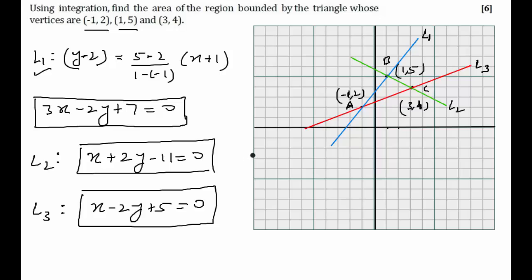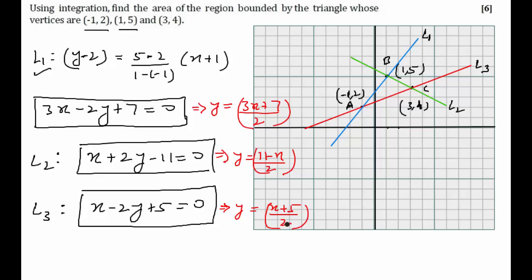Further, if we have to solve this question using integration, it would be best if we could express each line as y is equal to something. So I am doing the same thing. I am representing my first line as y is equal to (3x plus 7) upon 2. The second line can be written as y is equal to (11 minus x) upon 2, and similarly the third line can be written as y is equal to (x plus 5) upon 2.